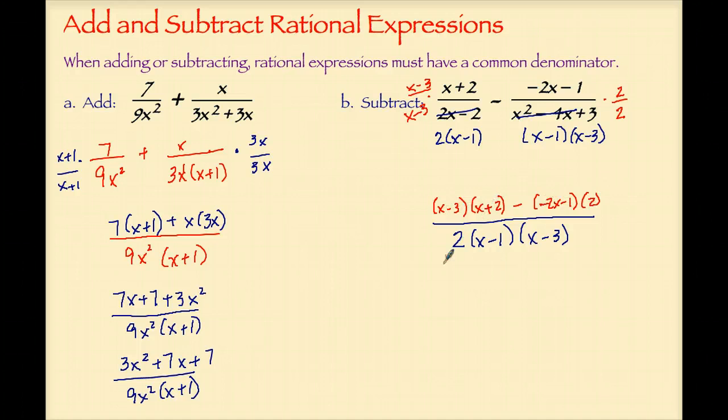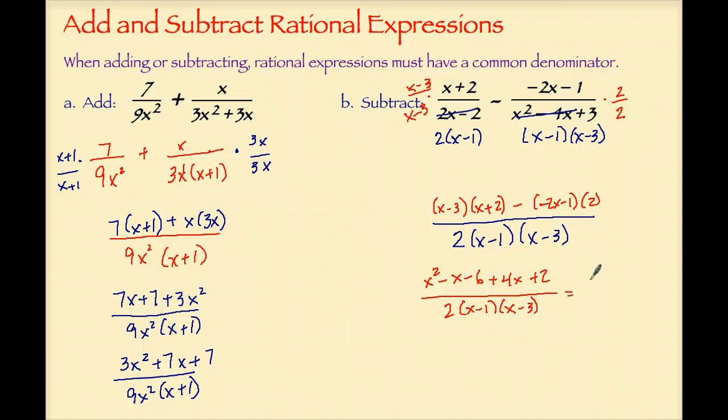In simplifying, I'm going to FOIL out these terms. I get x squared plus 2x minus 3x is minus x and then minus 6. And then let's think of this as a negative 2 multiplied by a negative 2x. That's a positive 4x. A negative 2 times a negative 1 is a positive 2. There's our numerator. And let's see if we have any like terms. Don't FOIL out your denominator. You never know, sometimes the numerator might become something that can be factored and canceled with one of the factors in your denominator. So you leave it in factored form just in case.